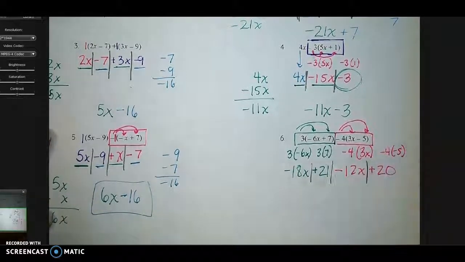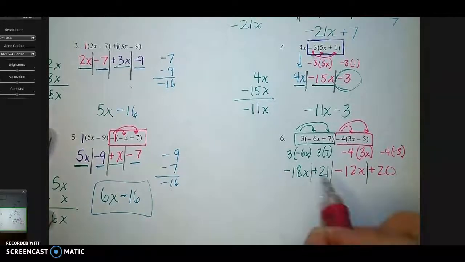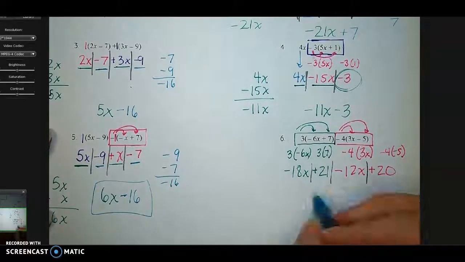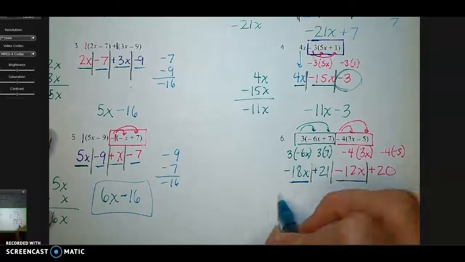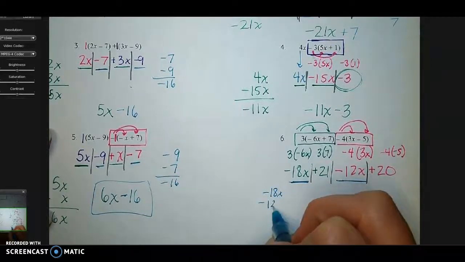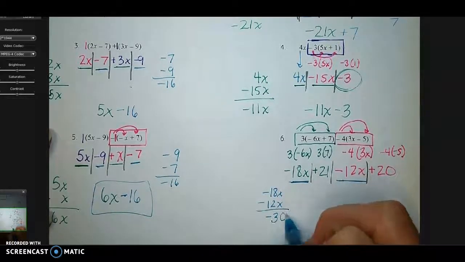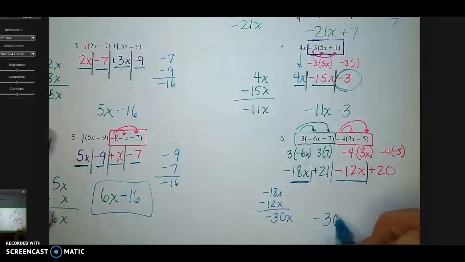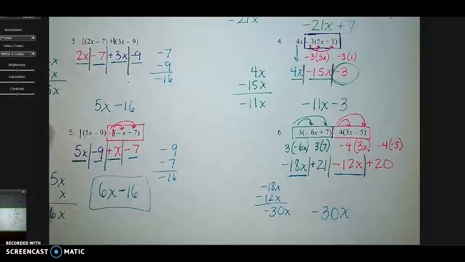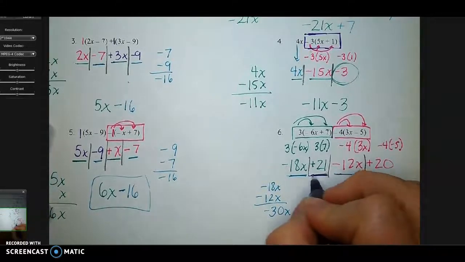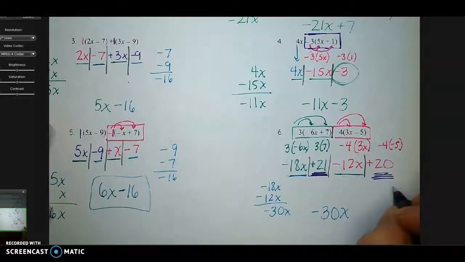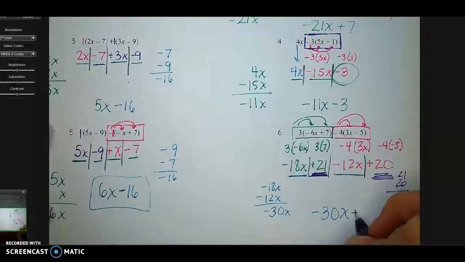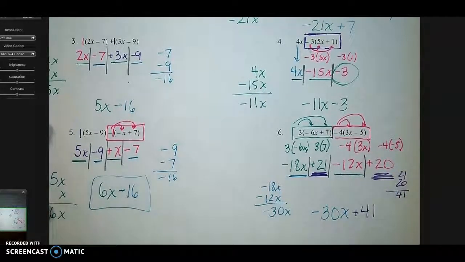I'm going to separate out those terms. So I'm at 4 terms, and I realize, wait a minute, there are some that are like terms. So I can simplify this even further. So negative 18x and negative 12x are going to give me negative 30x as part of my final answer. And then I'm going to have a positive 21 and a positive 20. And when I combine those, I'm going to get a 41, and it's a positive 41, so plus 41.